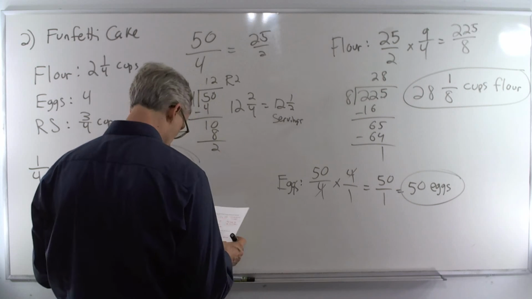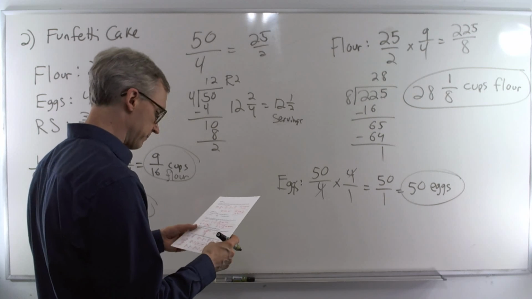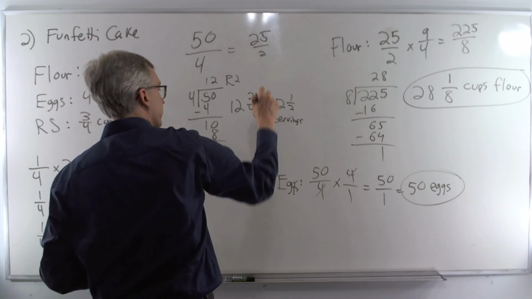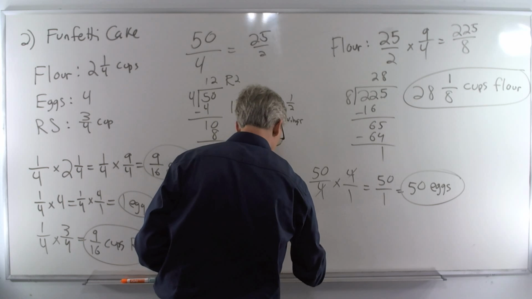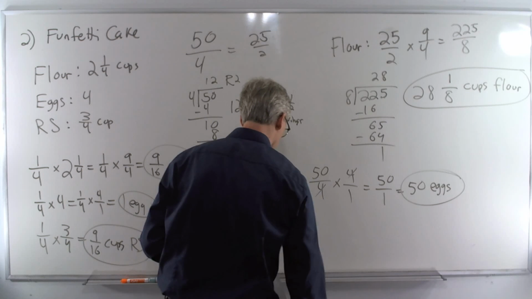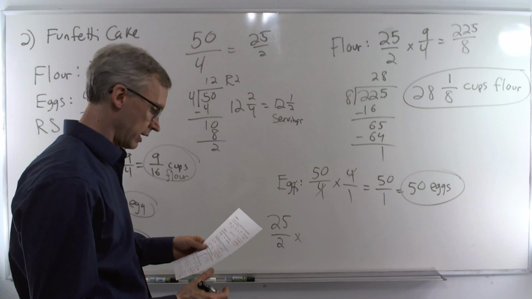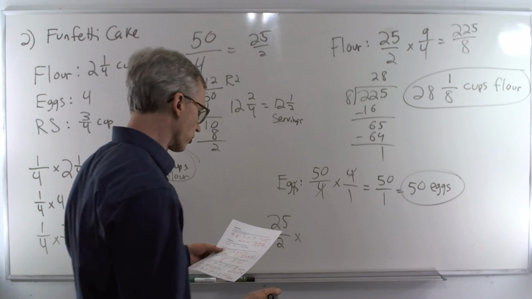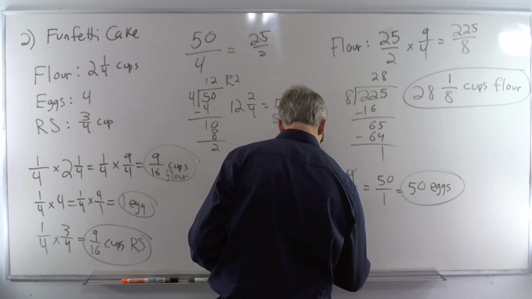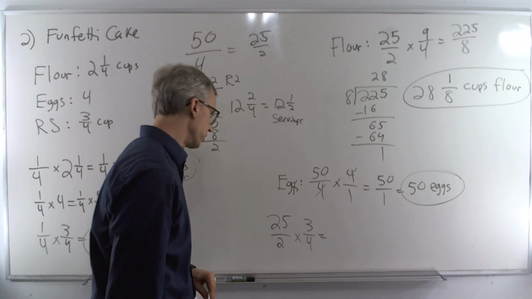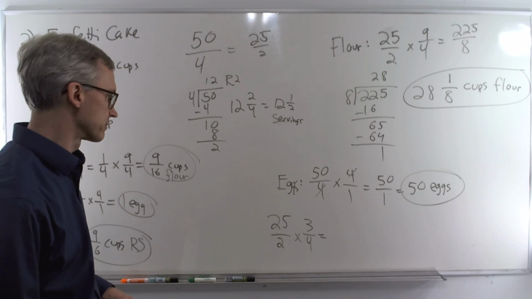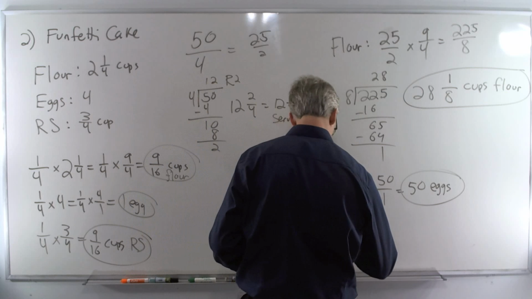And finally, rainbow sprinkles. I'm going to go back to 25 over 2 for the number of servings. Alright, so 25 over 2 servings, and each serving requires 3/4 cups rainbow sprinkles. No common factors between the top and the bottom, so we can just go ahead and multiply. And that's 75/8.